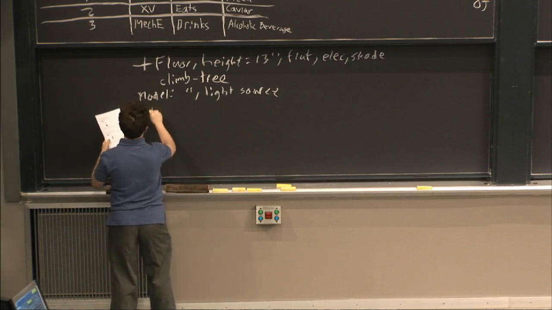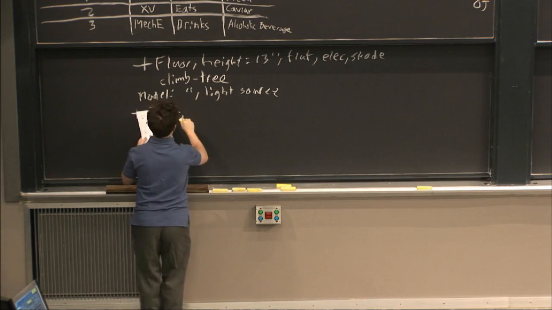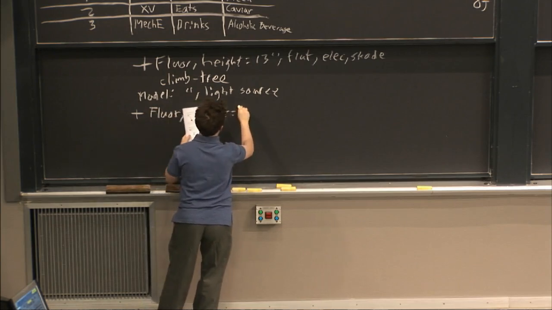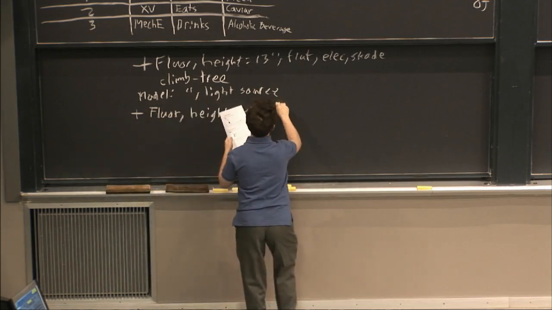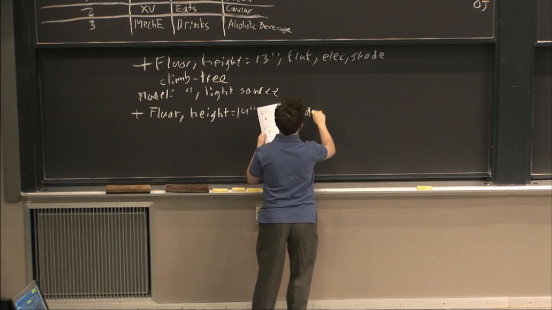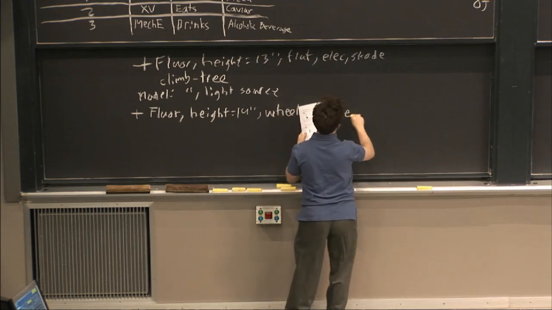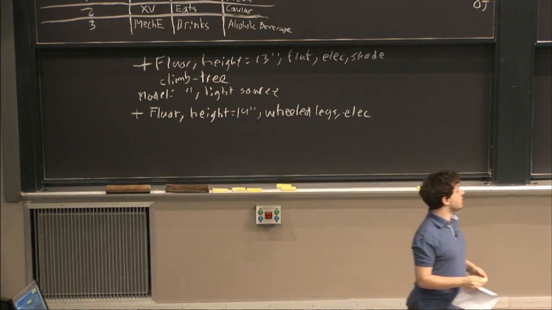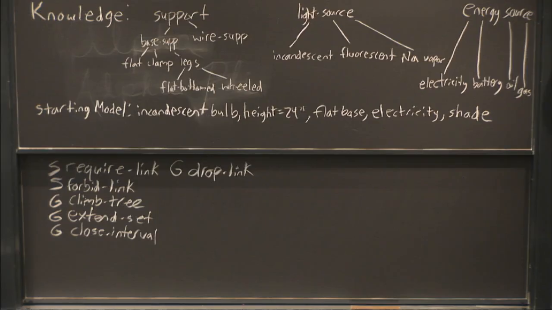So it is fluorescent, height equals 14 inches, wheeled legs, and electric. So, obviously we're generalizing. What heuristic will we use this time? Climb tree again. That's right. We're going to climb from flat base to base support itself. Because wheeled legs and flat base, support is an ancestor of both.